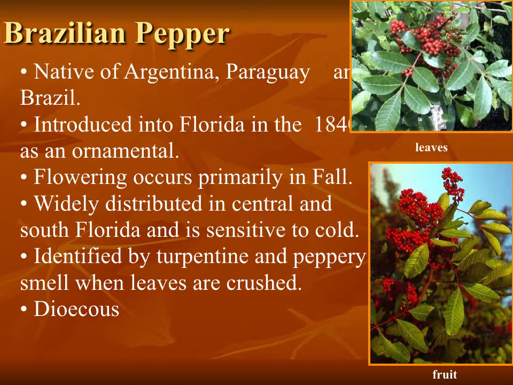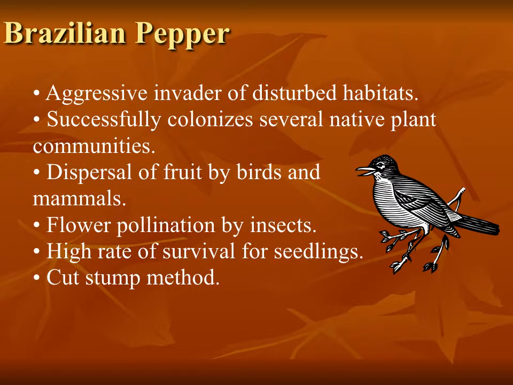I find it very easy to identify in the fall and winter when it's got the red berries on the female, because this is a dioecious plant, two houses, so you will only have the red berries on the female plants and not the male plants, as we've learned in botany. It's a very aggressive invader of disturbed habitats, and especially aquatic areas. It has really outcompeted some of our native mangrove stands here in the state of Florida.